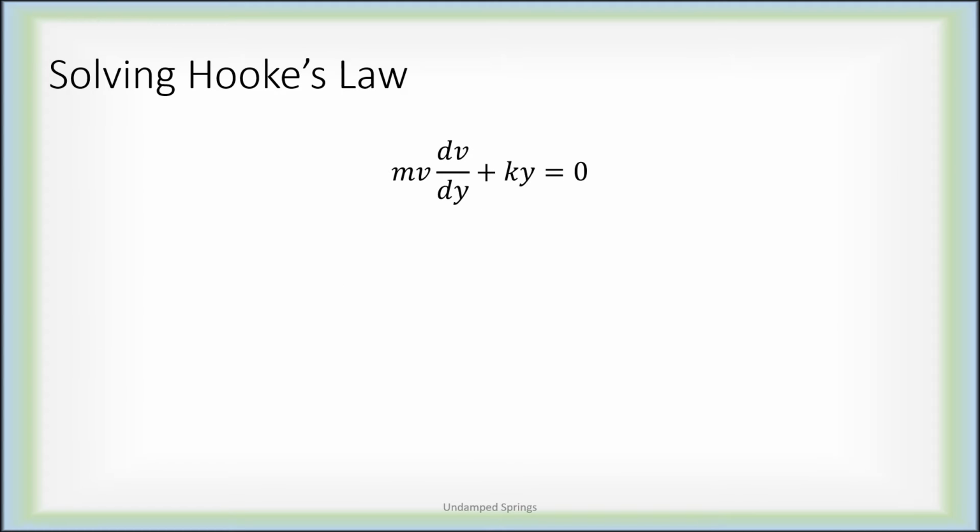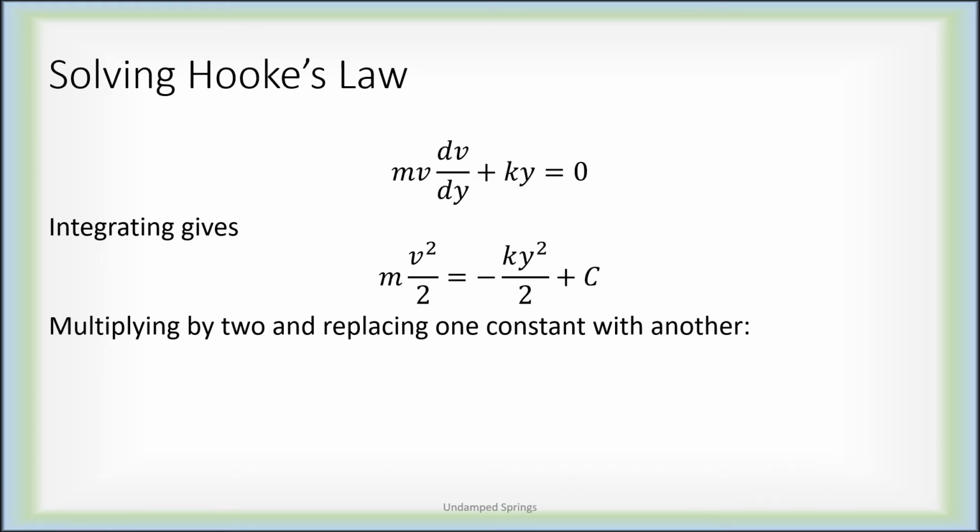So here's the undamped spring equation coming from Hooke's law. We can integrate this straight away. Okay, mv squared over 2 is equal to negative ky squared over 2 plus a constant. We've simply moved the ky over to the other side. Now we have a separable equation, mv dv equals negative ky dy. Integrate both sides, we get right there.